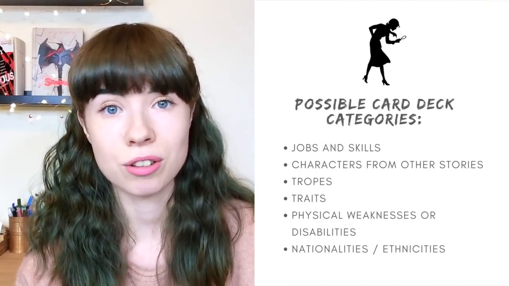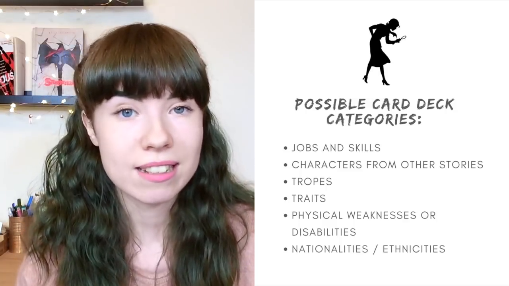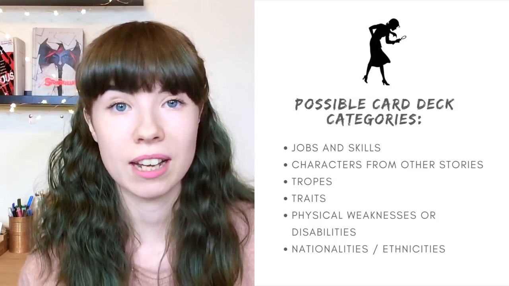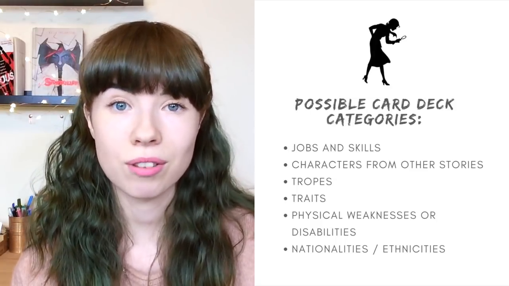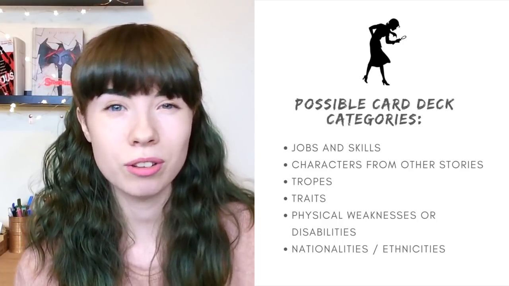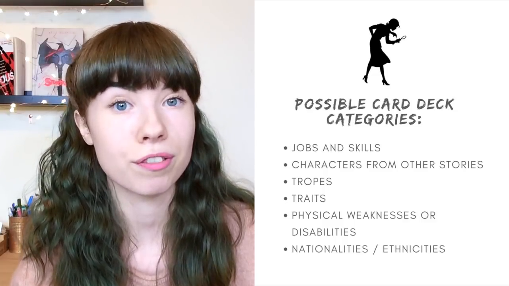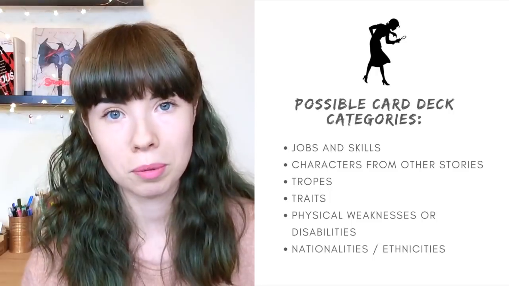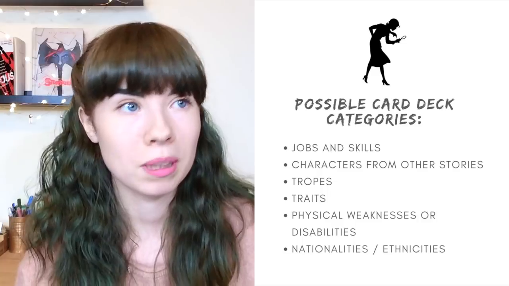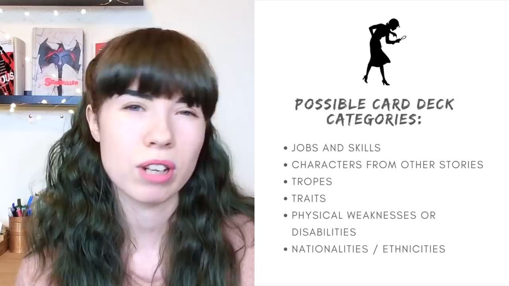So here are some of the categories you could use. Jobs and skills, characters from other stories, traits, nationalities, ethnicities, disabilities or other kinds of physical limitations, narrative or character tropes. The important thing is to make sure that every card has something you find interesting on it. So don't pick the first characters you think of, pick some of your favourite characters. Don't pick any trope, pick some of the tropes that you personally love to read or watch in movies or play in games. They don't all have to be your favourites, but they all have to be something that you're like, hey, I'd be interested in writing about that.